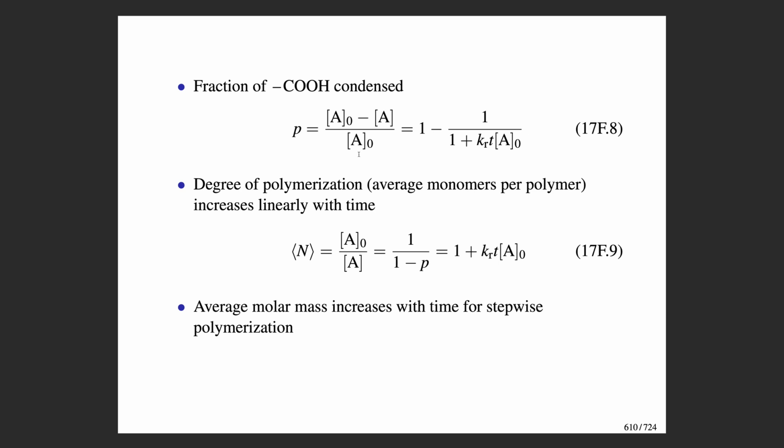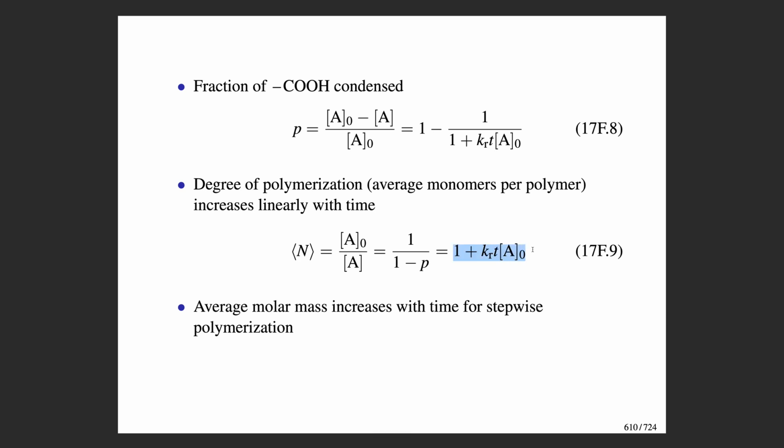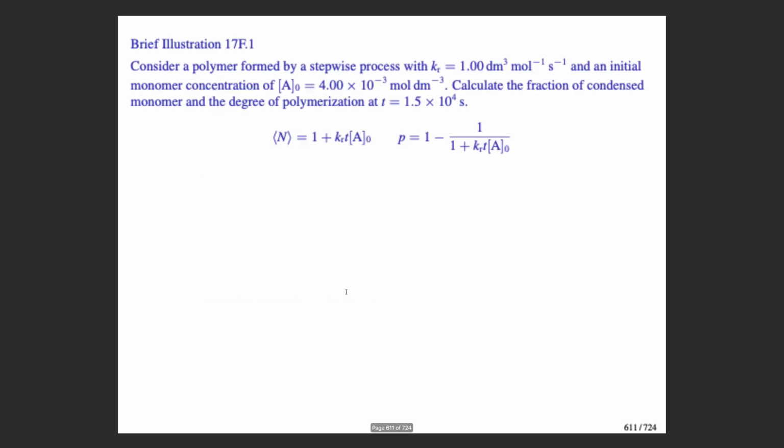Now, the quantity that we're interested in is called the degree of polymerization, and it represents the average number of monomers per polymer. And so that's constructed by taking A0 divided by A. It can also be written in terms of this fraction of acid condensed, but you can also calculate this directly from the second order integrated rate law. And it gives you an expression that increases with time. And so that's the main result here. The average number of monomers per polymer increases with time. So consequently, the average molar mass increases with time.